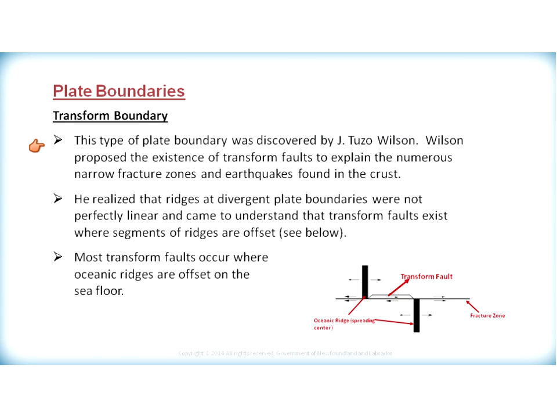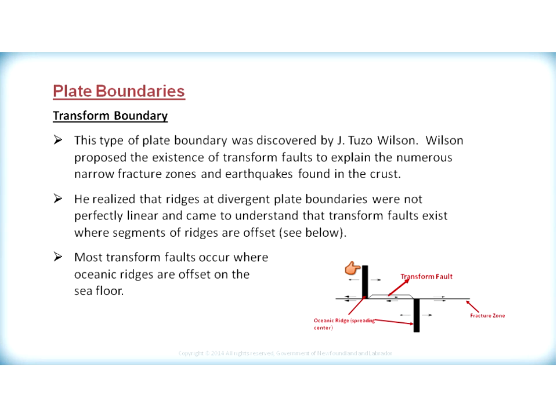This type of boundary was discovered by J. Tuzo Wilson. Wilson proposed the existence of transform faults to explain the numerous narrow fracture zones and earthquakes found in the Earth's crust. Wilson realized that ridges at divergent plate boundaries were not perfectly linear, and came to understand that transform faults exist where segments of the ridge are offset, and this can be seen in the diagram below.